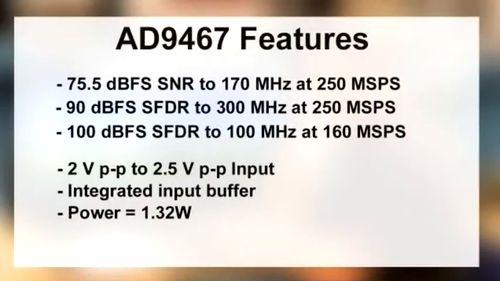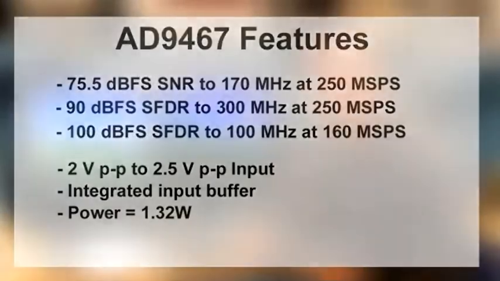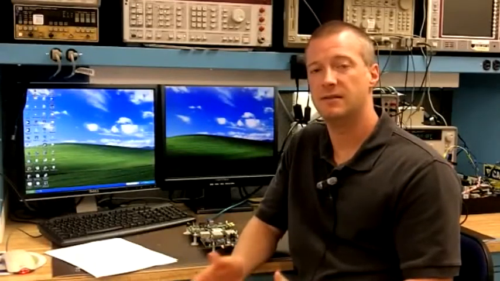The AD9467 is a 16-bit, 250 megasample per second A to D converter, which is capable of 75 dB SNR and plus 90 dB SFDR at 100 MHz IFs. I'm going to talk a little bit about the equipment, some of the know-how and the trade-offs that need to be considered when running a high-speed converter like this.